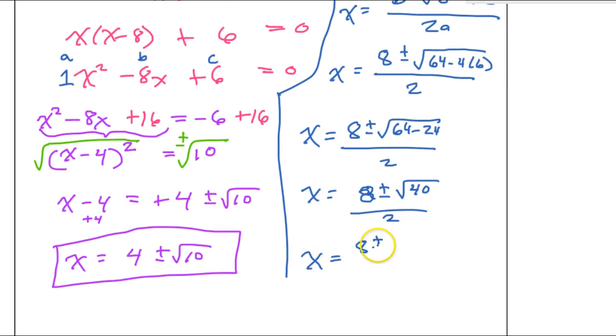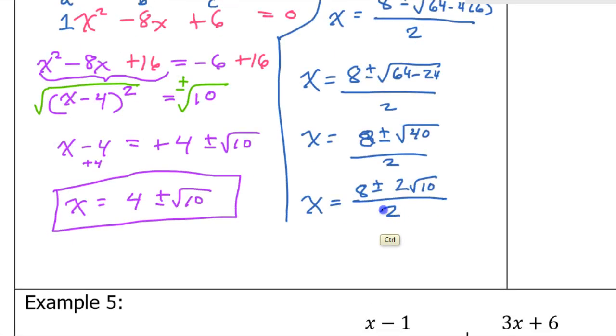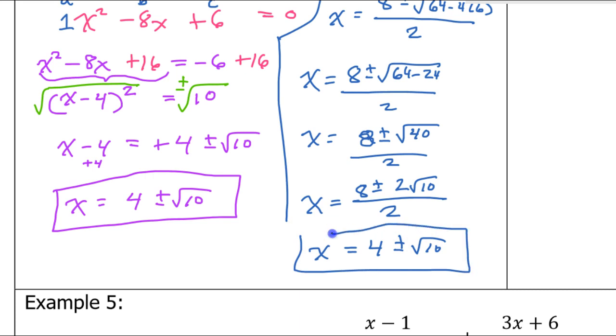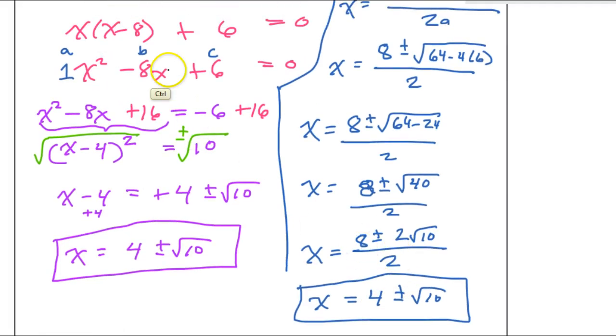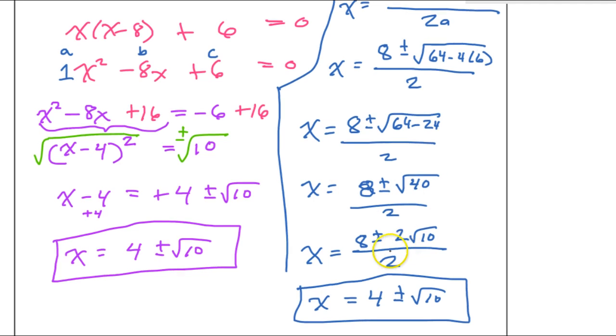Square root of 40, so that's going to be 2 radical 10, if I simplify it. Okay, now just reducing this, both of these are divisible by 2, so that's going to give me 4 plus or minus radical 10. Okay, so that's how you would solve it using the quadratic formula. So I don't care which way you use, but be advised, if it doesn't factor, you'll have to either complete the square or use the quadratic formula, whichever one's more comfortable to you.